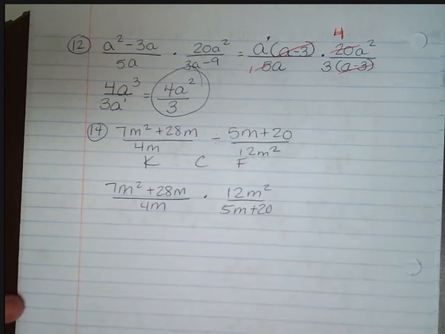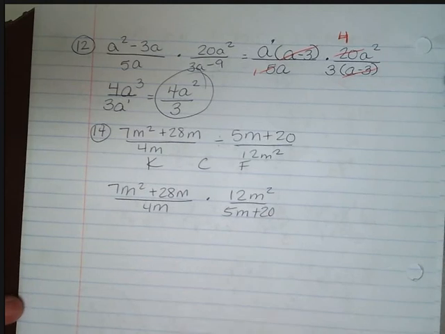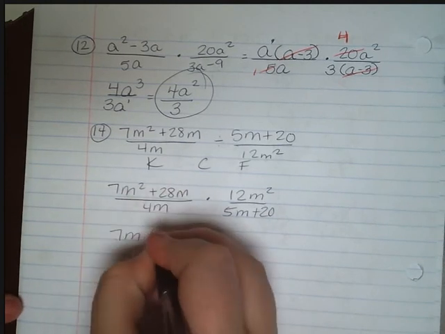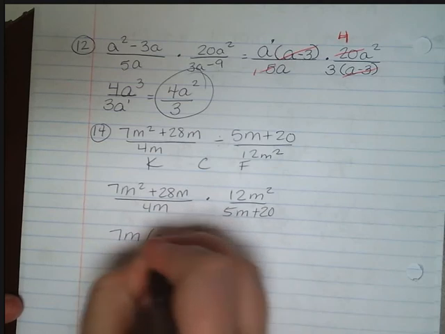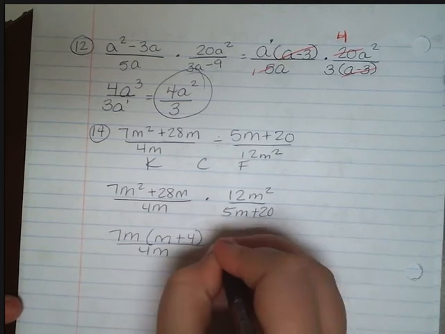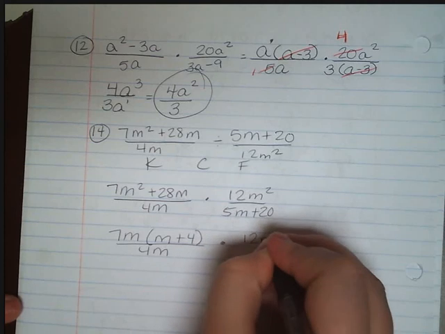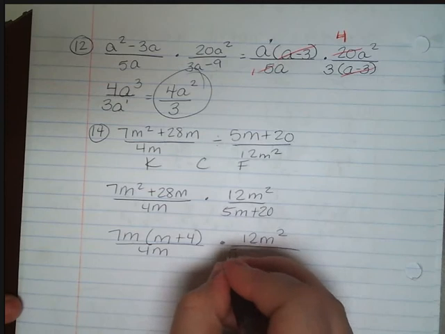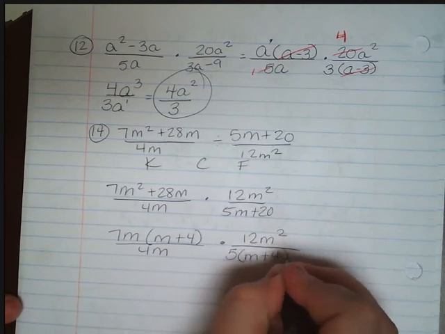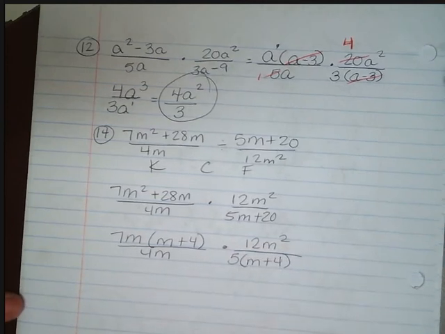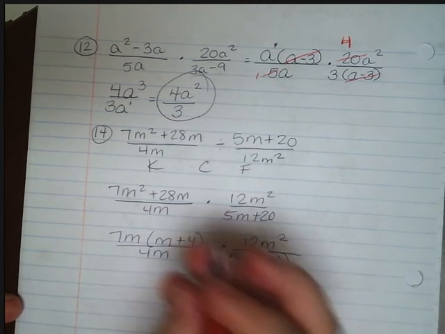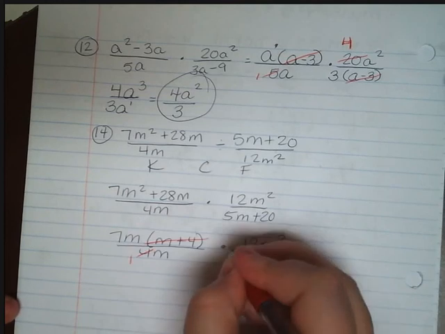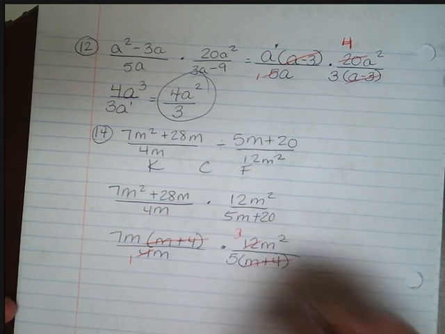So I can factor. I see that addition sign. So in this numerator, I can factor out a 7m, which leaves me with an m plus 4. Leave the 4m the same and the 12m squared the same. And then in this denominator, I can factor out a 5 to give me an m plus 4. So my m plus 4's here are going to cancel. And this 4 and 12 are going to simplify to be a 1 and a 3.